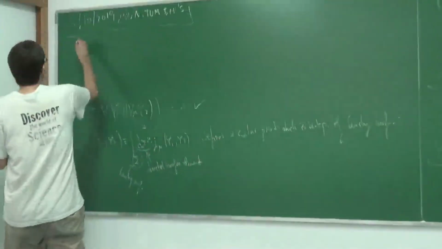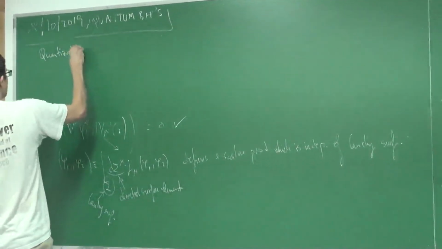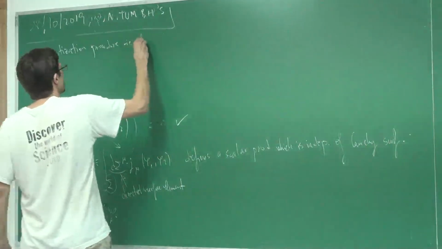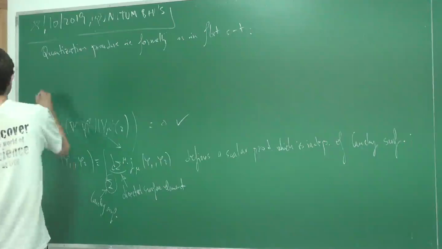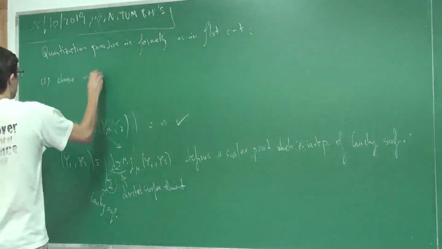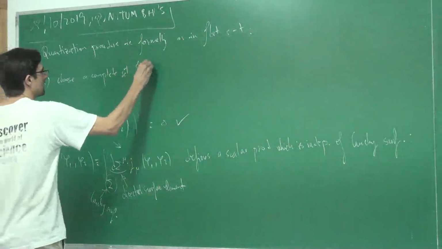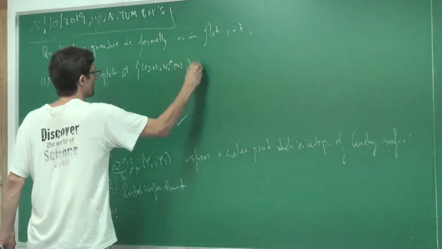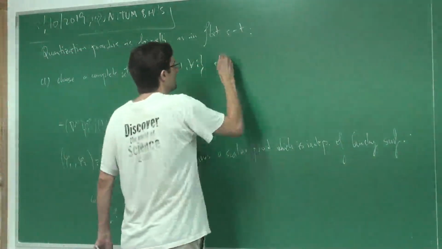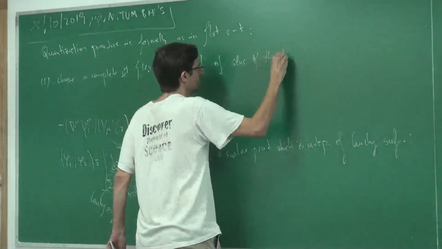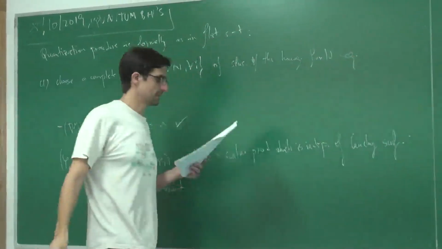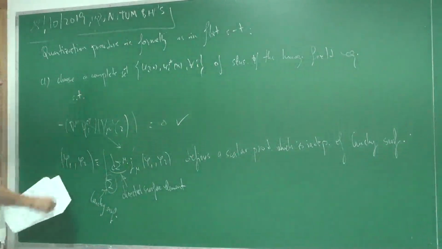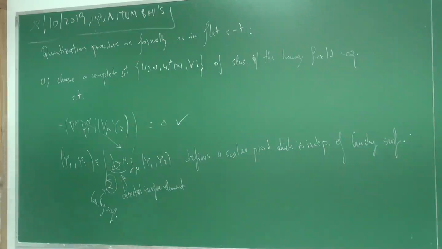And the canonical quantization procedure is literally, formally the same as in flat space-time. So we choose a complete set of solutions of the homogeneous field equation, the Klein-Gordon equation. And it's an orthonormal set with respect to this choice of scalar product.